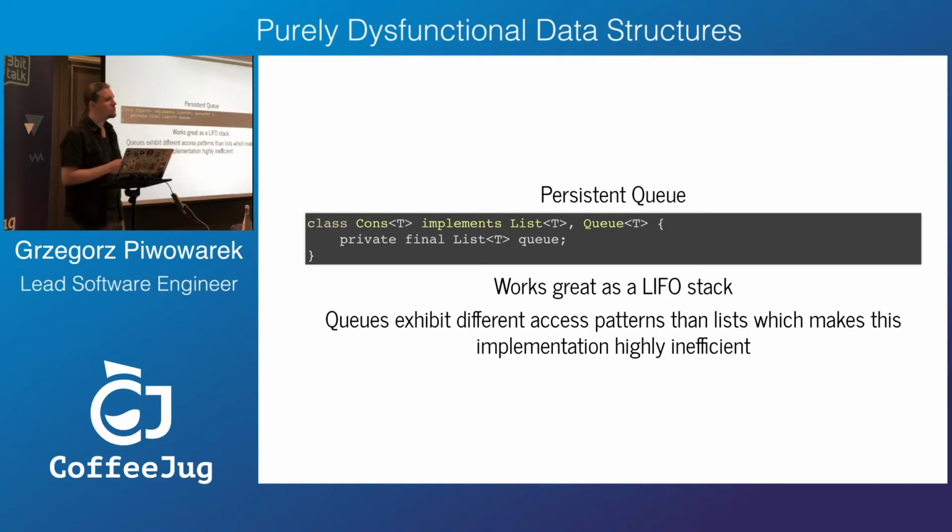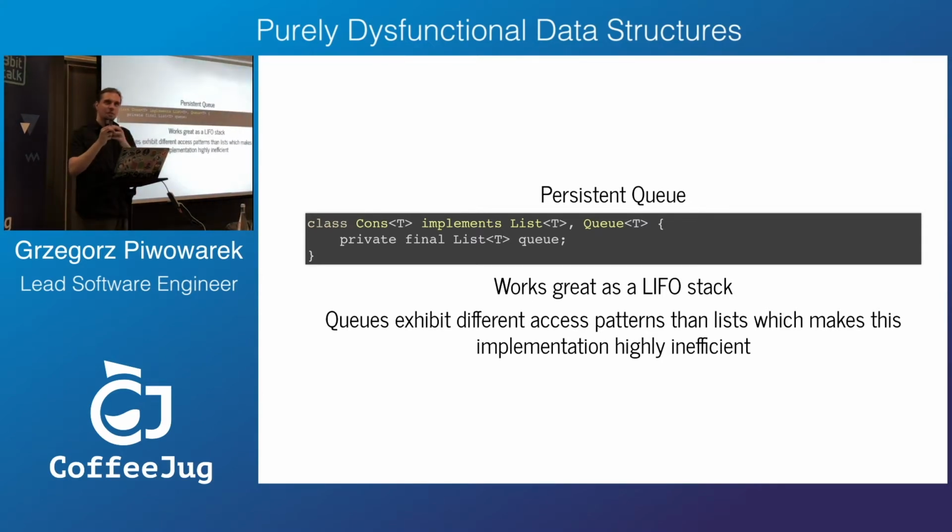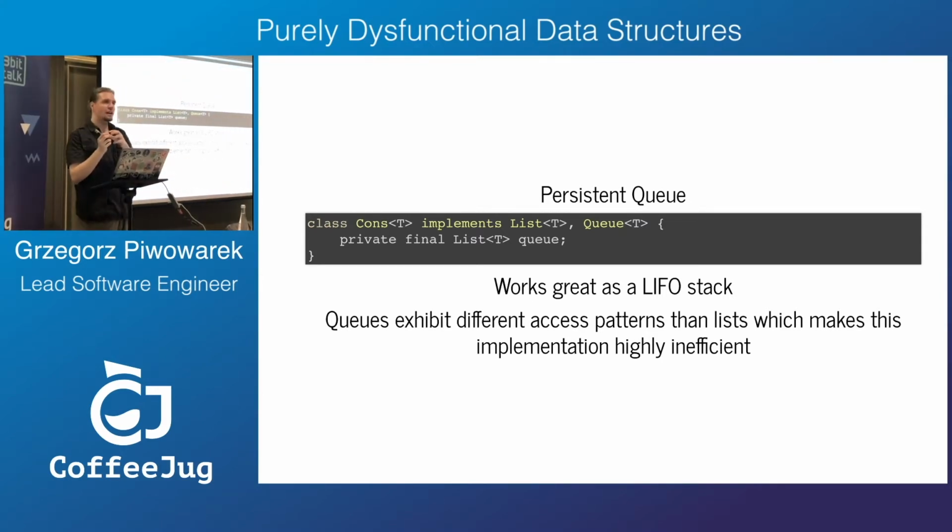But the way we interact with queues is a bit different, because we put elements from one side and take from the other. So that's not so cool, because what we would need to do right here is always have constant time, let's say, append. I mean, constant time take and linear time, let's say, put from the other side, which is not ideal.